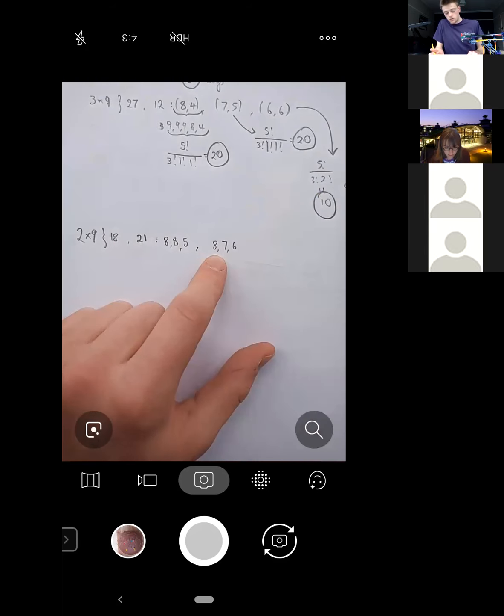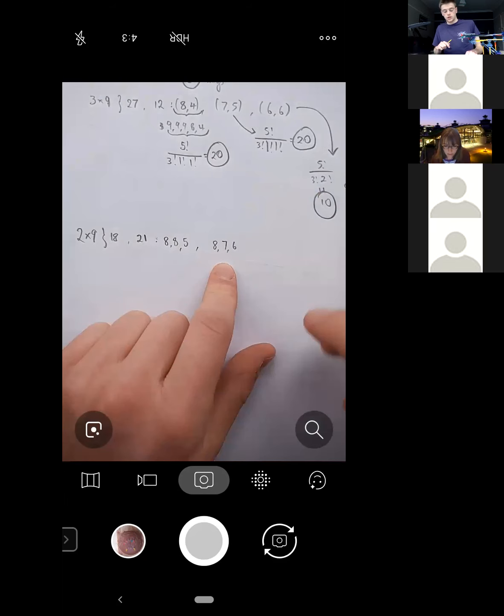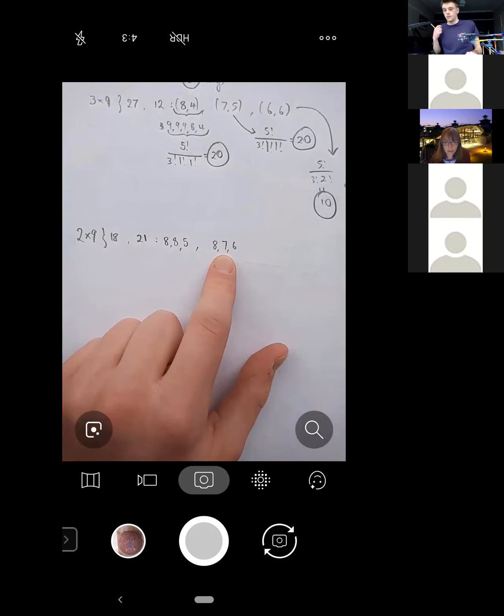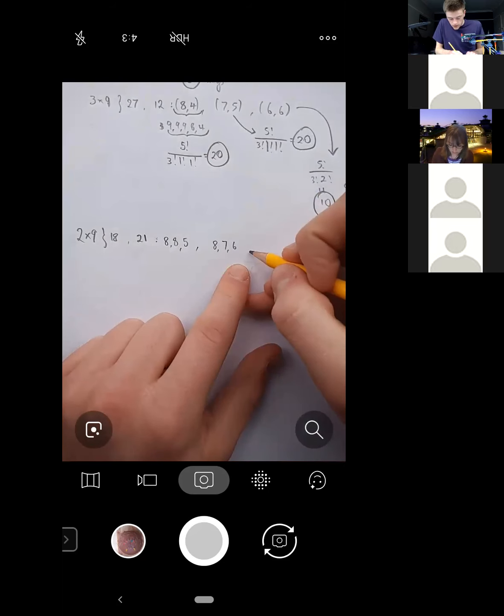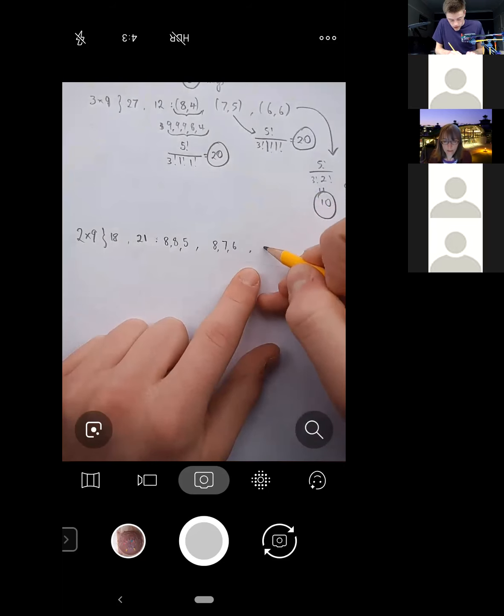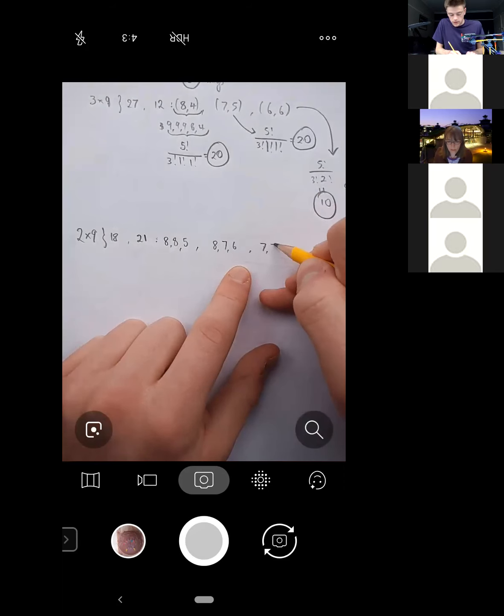Is there any other way to do it with 1 8? Not really, because if we add 7, then we have to add 6, and we can't add anything else. And then if we've got no 8s, we can obviously do it with 3 7s.